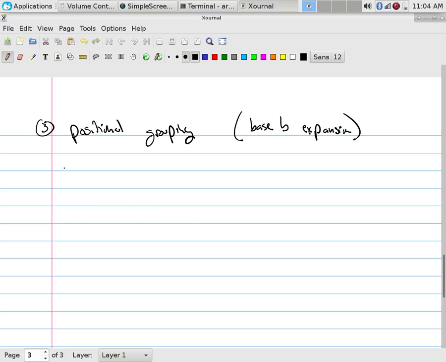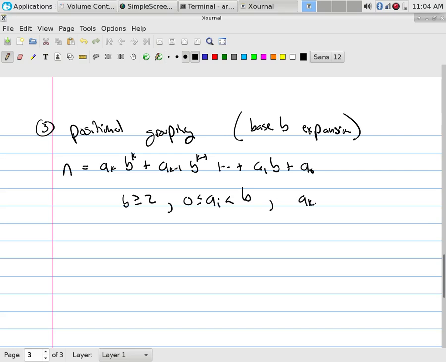A base B expansion is the number that you're talking about: how many b to the k's do you have, how many b to the k minus 1's do you have, how many b's, and then finally how many ones, where the b is greater than or equal to 2, the a sub i are greater than or equal to 0 yet strictly less than b, and the highest thing that you see has to at least exist. We can't start off with 0.